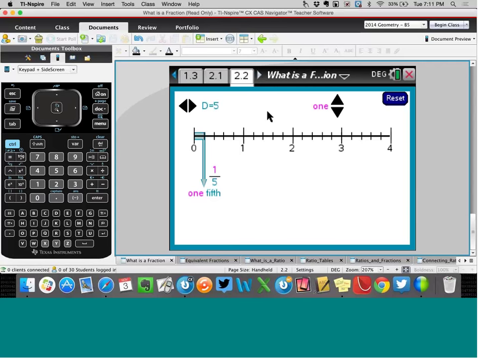As we move to the fraction a over b, let's think about 2/3 for just a minute. For the fraction a over b, we say that a over b is a copies of 1/b. We would say here that 2/3 is 2 copies of 1/3. 5/3 is 5 copies of 1/3. How many copies of 1/2 will be between 0 and 2 on the number line?